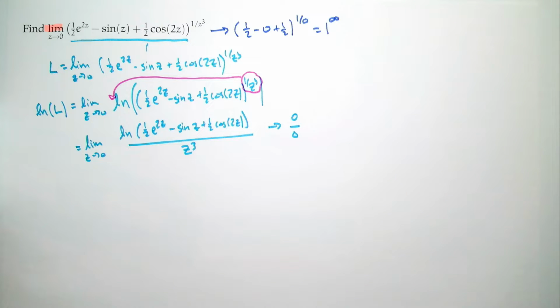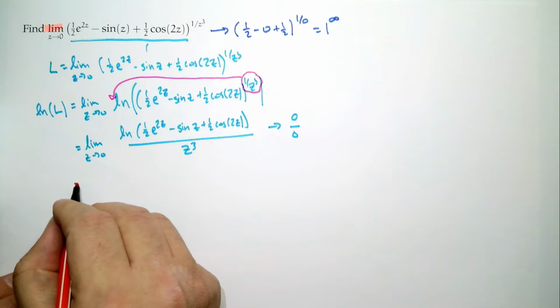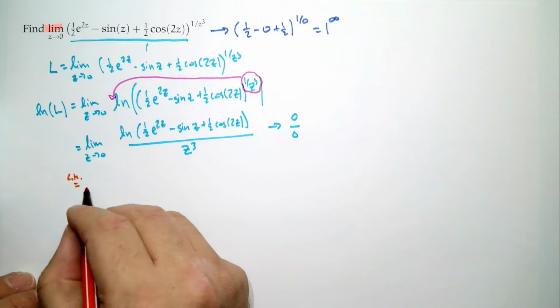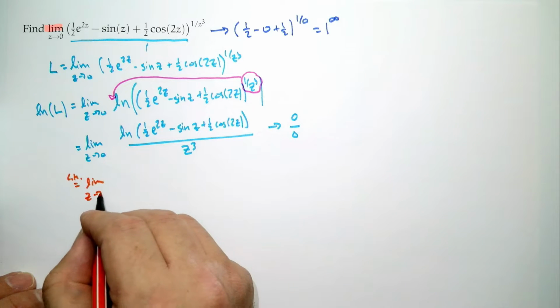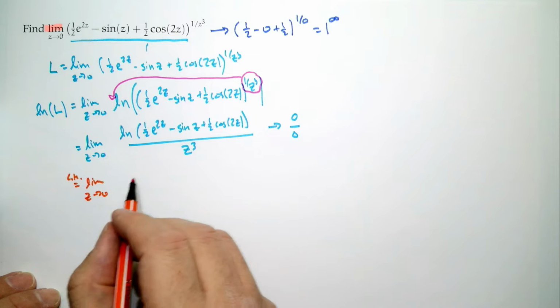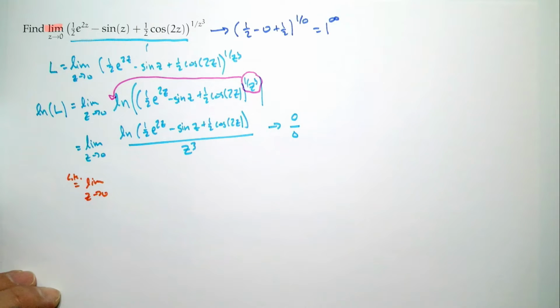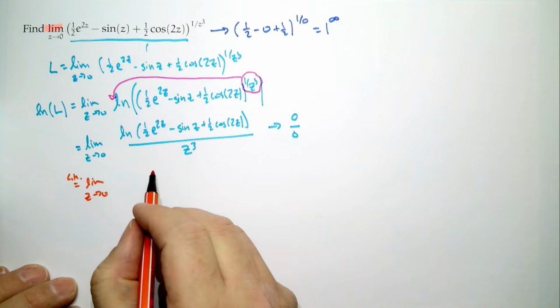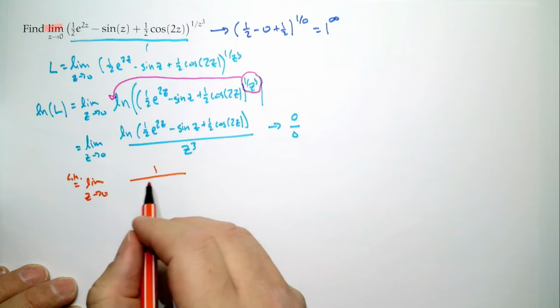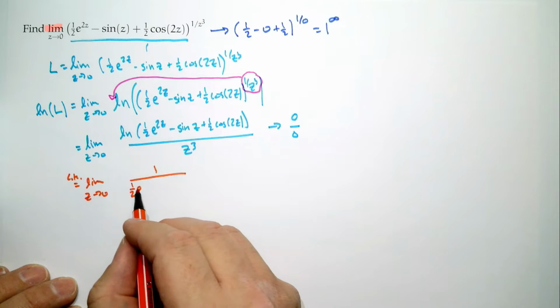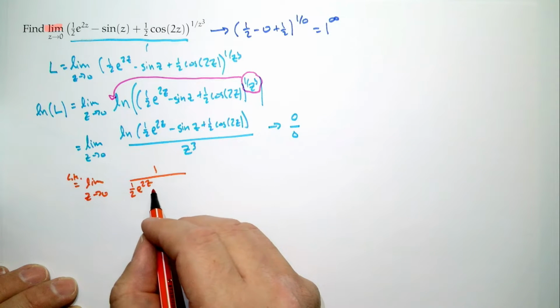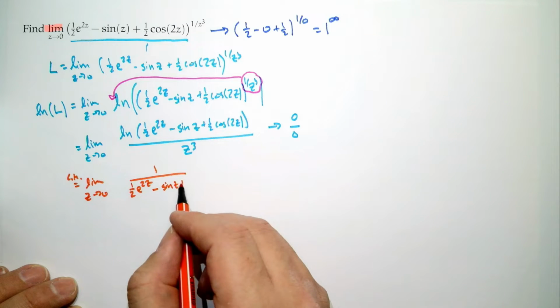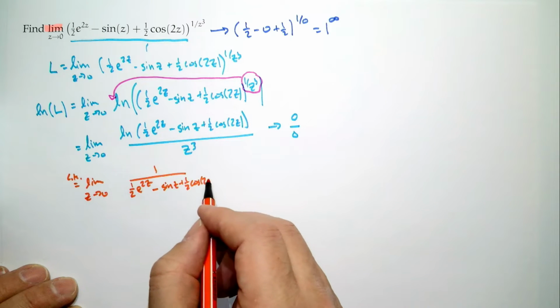So here we go. L'Hôpital number 1. Hello, L'Hôpital. How are you? Limit as z goes to 0. All right. And remember, this is not a quotient rule. So you're taking the derivative of the top over the derivative of the bottom. So the derivative of natural log, that's 1 over the inside, 1/2 e to the 2z, minus sine z, plus 1/2 cosine of 2z.